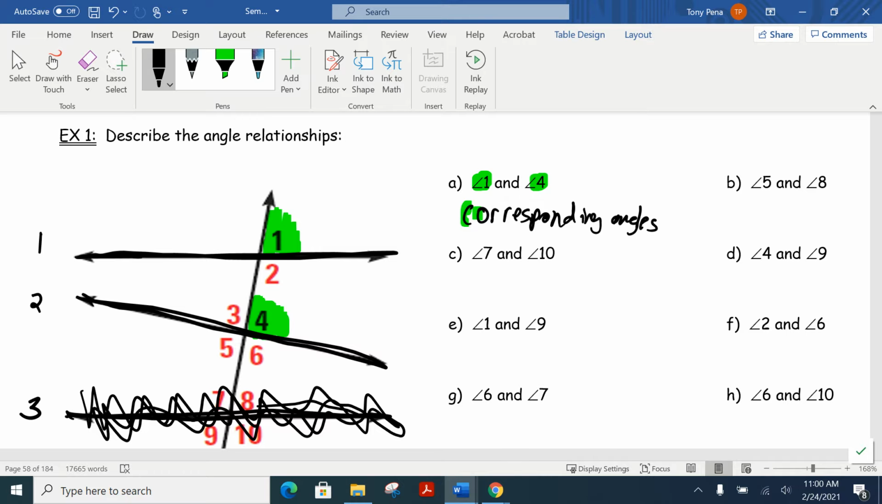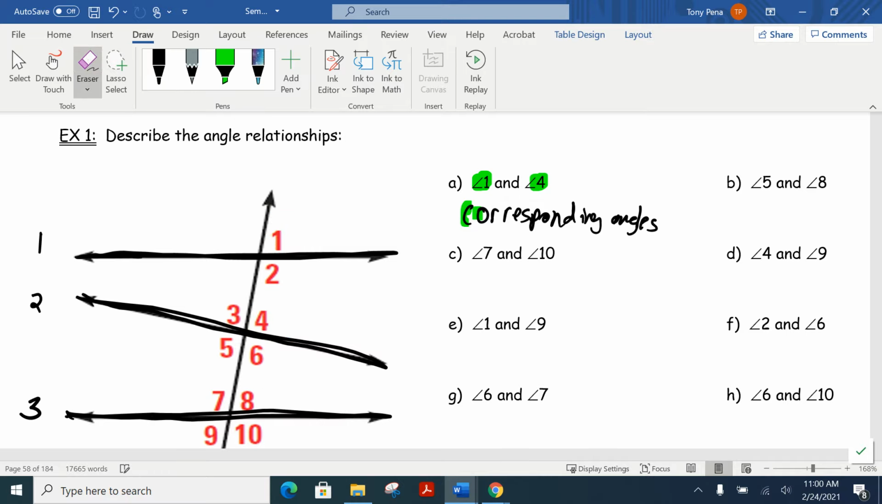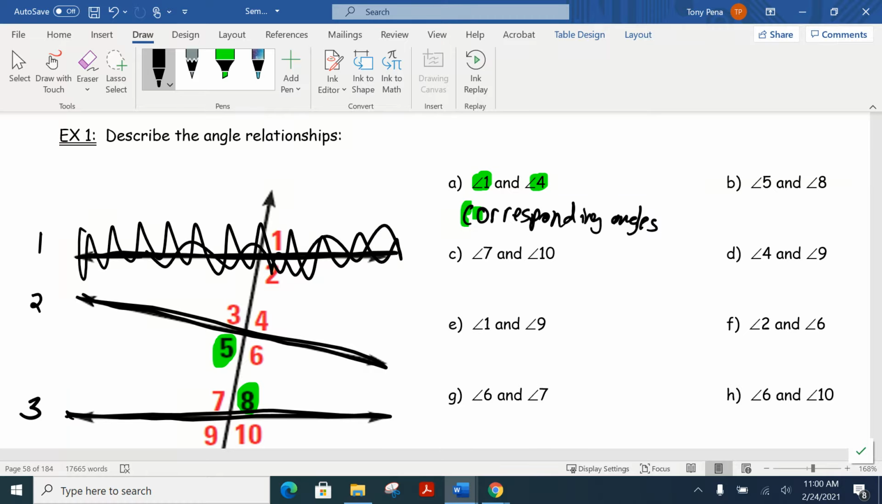All right, next one, 5 and 8. So now let me get rid of these guys, bring this back. So now angle 5 is here. Angle 8 is there. So now the line that we're not concerned about is this one. We just kind of ignore this one. It has nothing to do with angles 5 and 8.